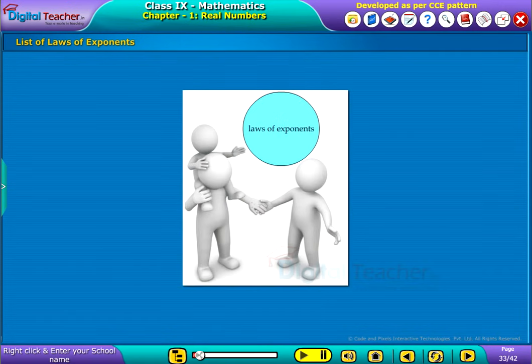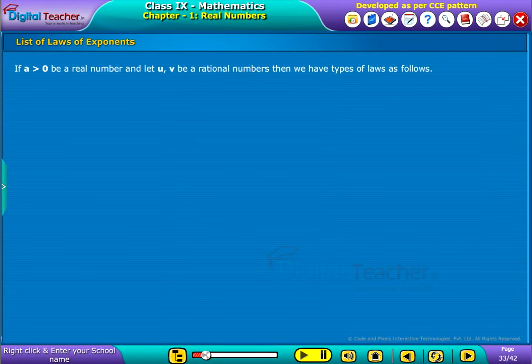List of laws of exponents. If a greater than 0 is a real number and let u, v be irrational numbers, then we have the following laws. A power u into a power v is equal to a power u plus v. A power u whole power v is equal to a power uv. A power u by a power v is equal to a power u minus v. A power u into b power u is equal to ab whole power u. The uth root of a is equal to a power 1 by u.